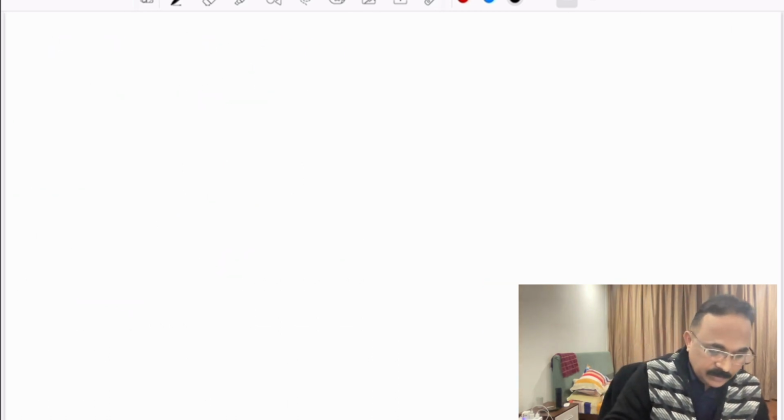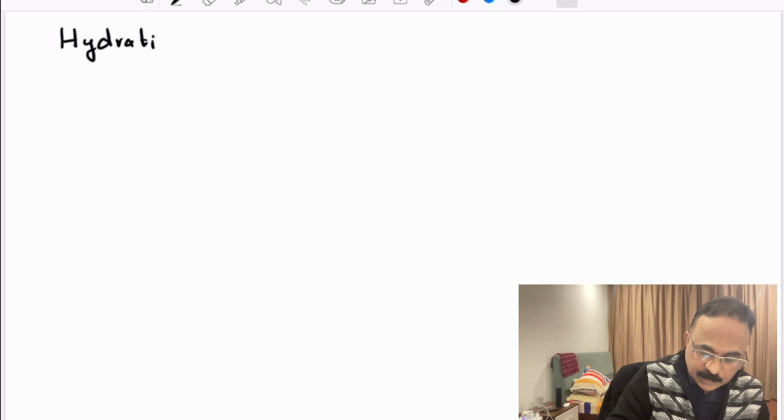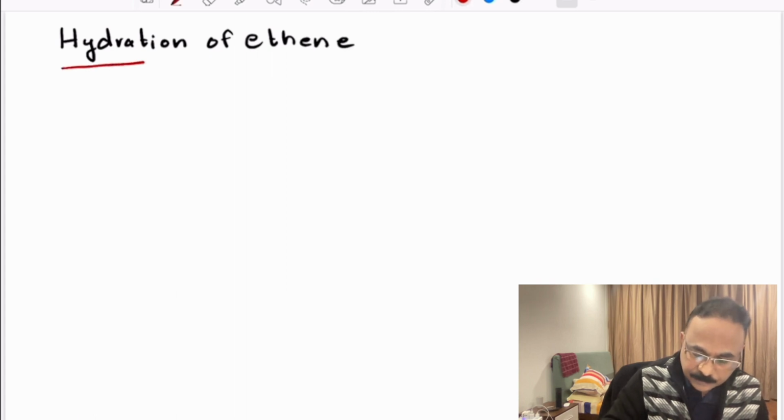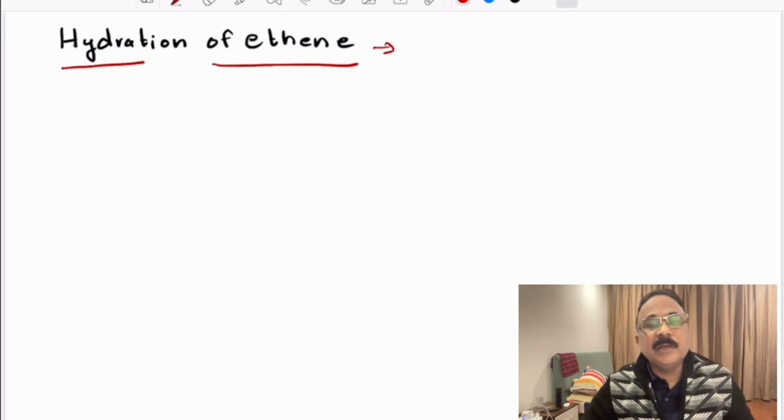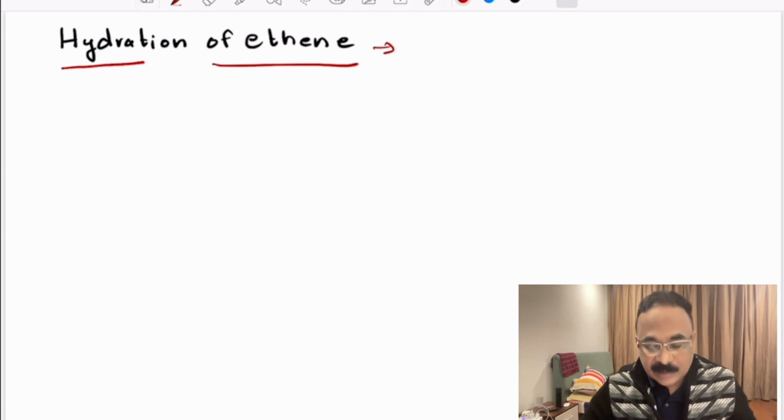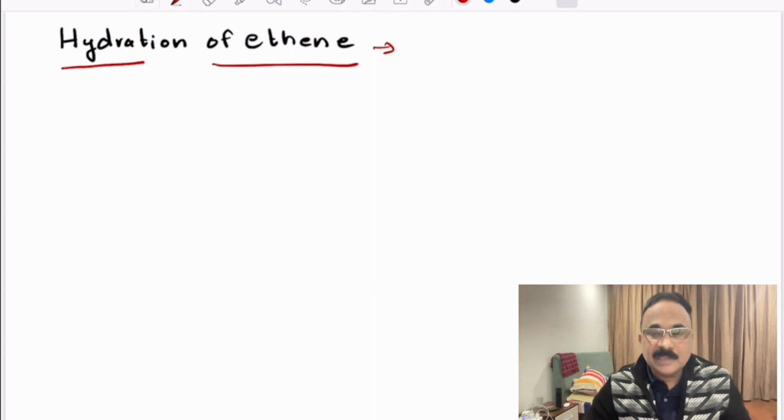So let's write it down. Making of ethanol by hydration of ethene, ETHENE. So let's underline it. So this is preparation of ethanol by hydration of ethene, and this is the industrial method of making ethanol.